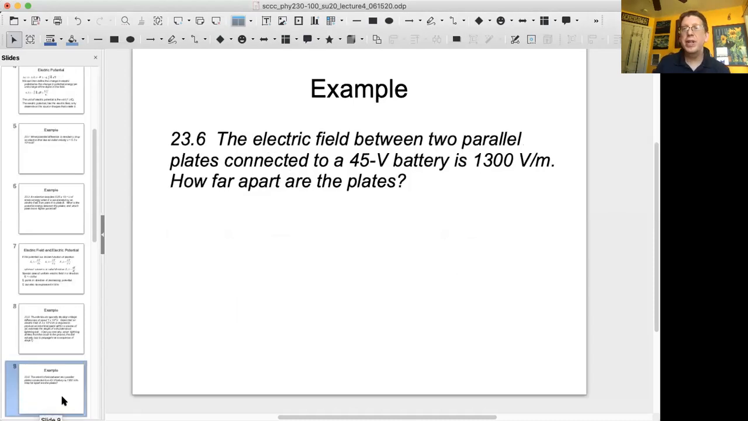So now we have another example. The electric field between two parallel plates connected to a 45-volt battery is 1300 volts per meter. Now, this is something that's going to come back into play when we talk about capacitors in the next chapter. And so we have two parallel plates. They're connected to a 45-volt battery, and so there are 1300 volts per meter between them. How far apart are the plates? So let's visualize this again.